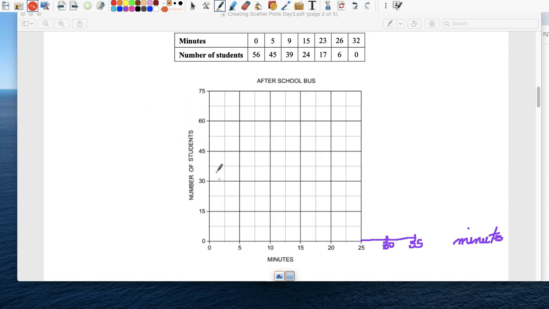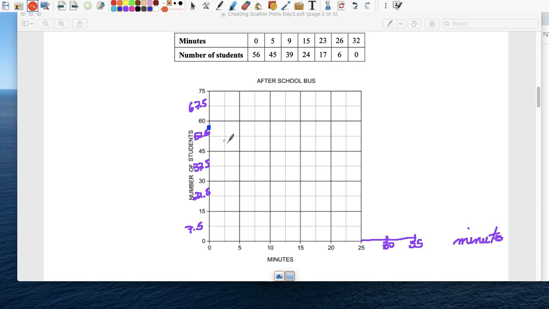So at 0 minutes, you had 56 kids. I know the numbers are not there, so you can always add the numbers. So this is going by 7.5, 15, 22.5, 37.5. Nothing stops you from putting those numbers over there. 52.5, and then 60, 67.5. Okay, so it makes it much easier if you add those values. So at 0 minutes, you had 56, and 56 is going to be about here.